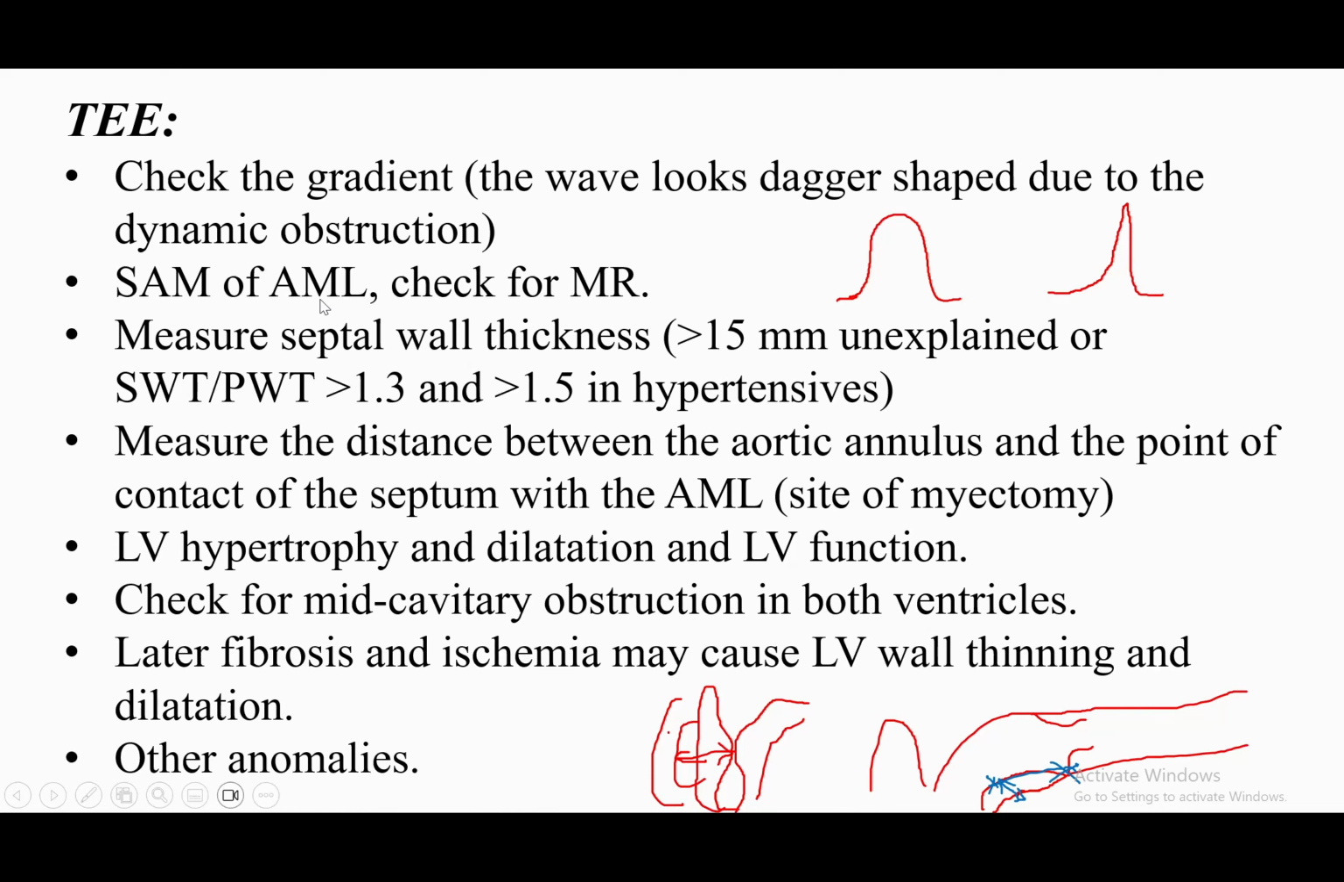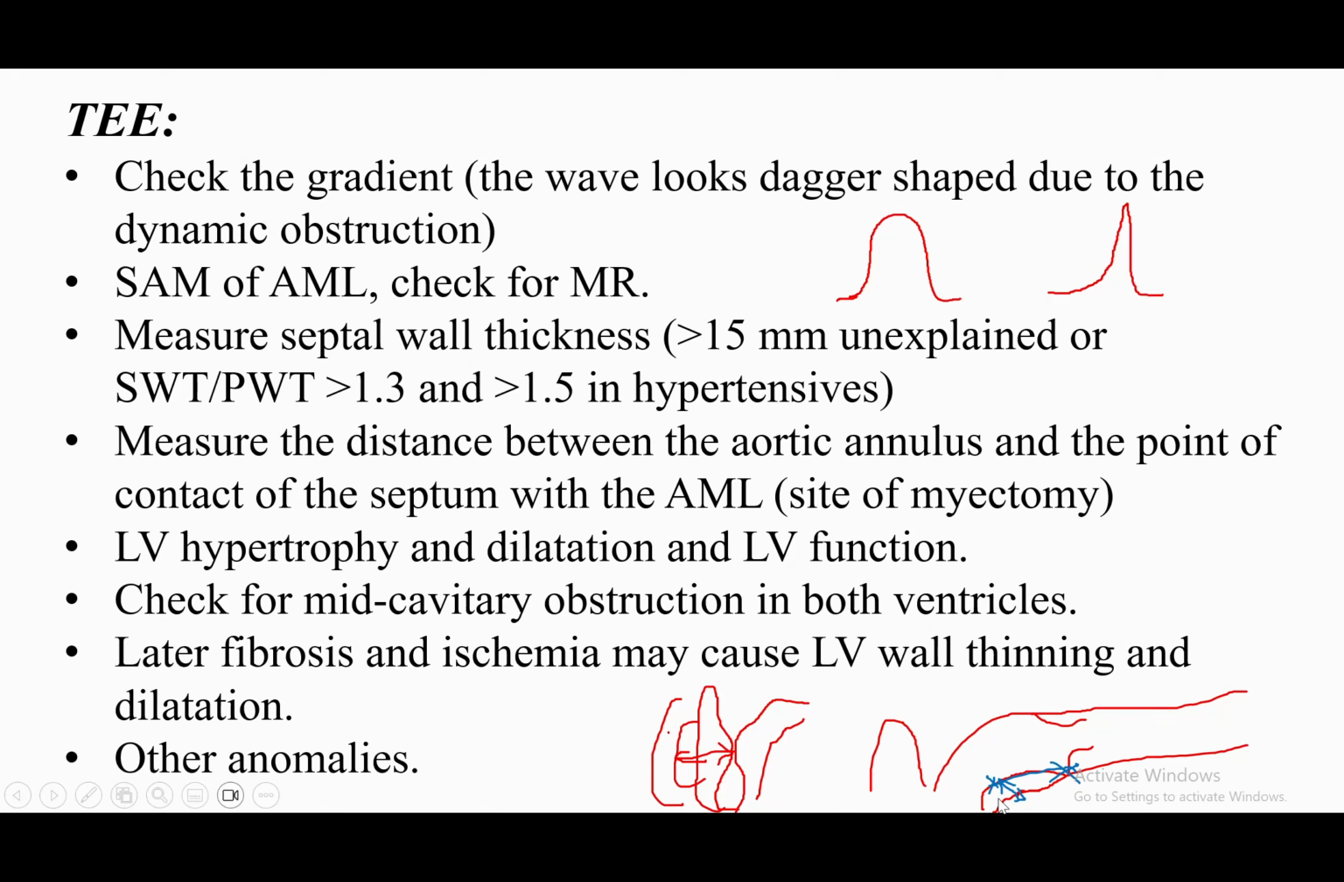Systolic anterior motion of anterior mitral leaflet. Check the mitral regurg. Measure septal wall thickness. If it is more than 15 millimeters unexplained, or the septal wall thickness as a ratio with the posterior wall thickness is more than 1.3, and 1.5 in hypertensives, this diagnoses an asymmetrical ventricular hypertrophy. Measure the distance between the aortic annulus and the point of contact of the septum with the anterior mitral leaflet, the site of myectomy.